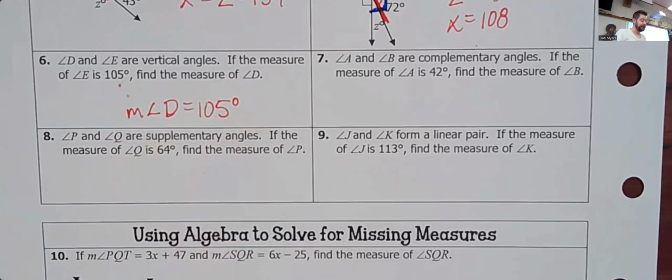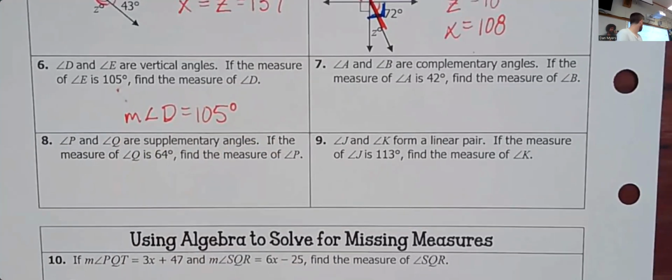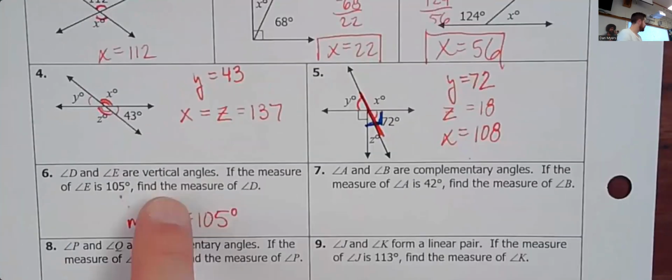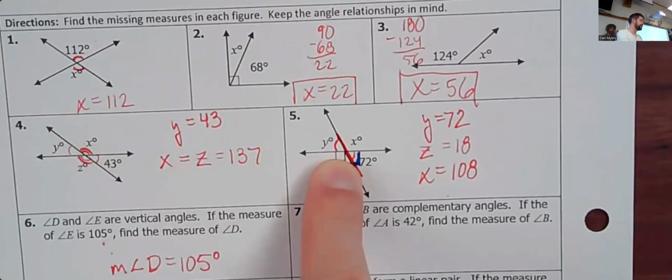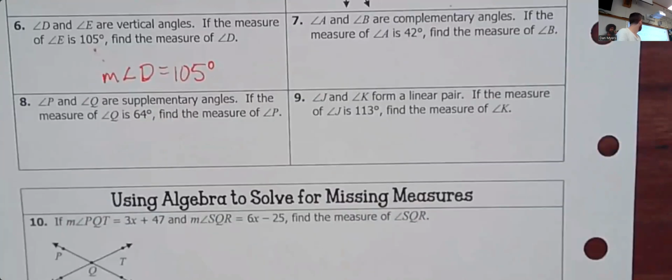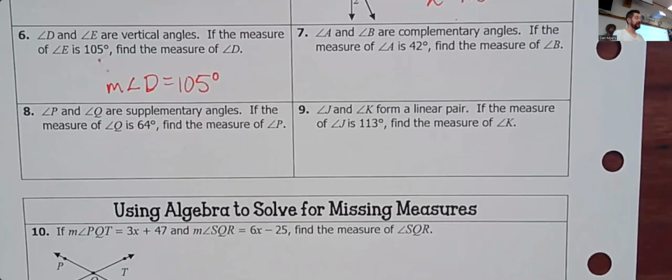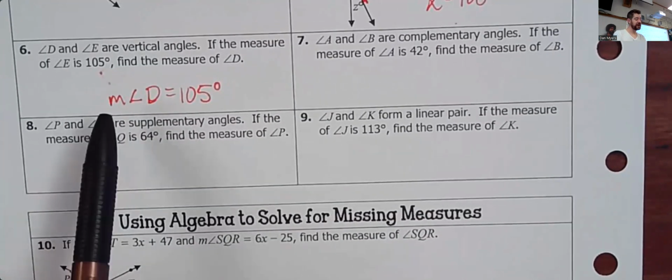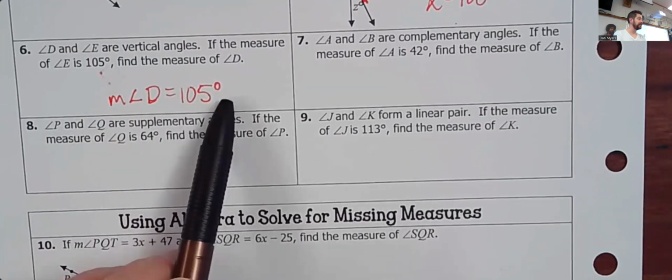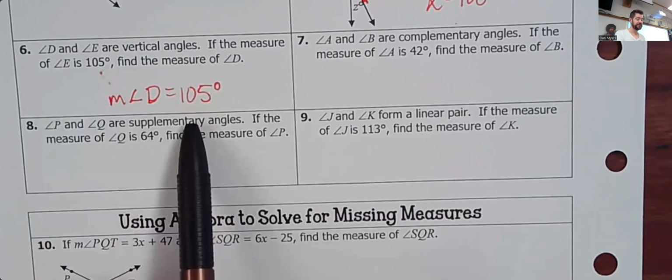Because we're not solving for a variable, we need to write it out like the measure of an angle. When you're solving for a variable, you can do like what we did on 1 through 5, where it's just x equals or y equals or z equals. But when it gives you the actual name of an angle, like angle D, you got to write measure of angle D equals 105 degrees. Include all of that information.